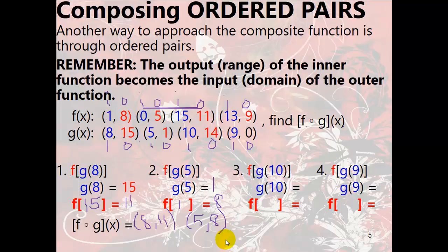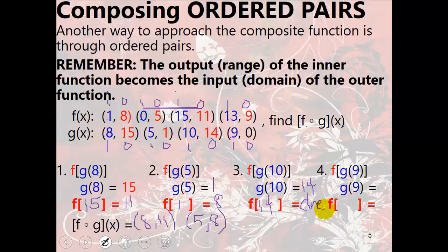Now I'm going to do it with the next input in g. That's 10. So g of 10 is 14. I plug in a 10, I get out a 14. Now I go into f and I look for a 14. Do I see one? Well, here's 1, here's 0, here's 15, here's 13. There is no 14 as an input into f, so this does not exist.